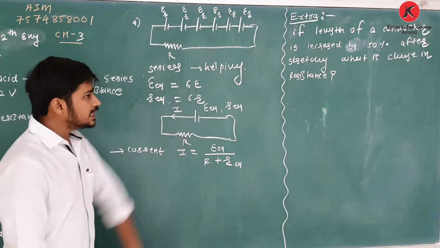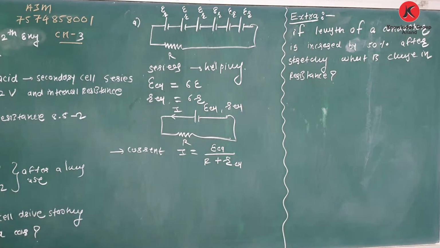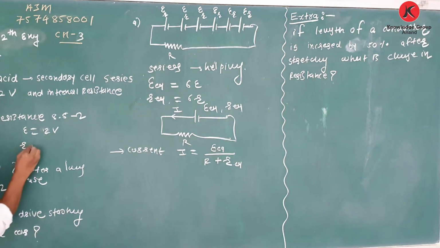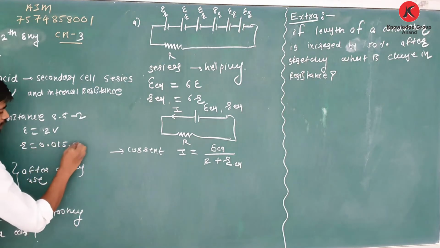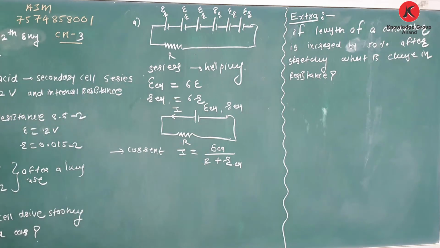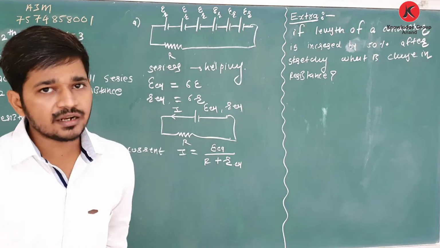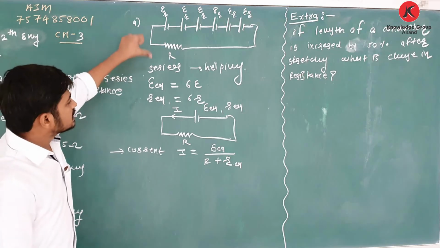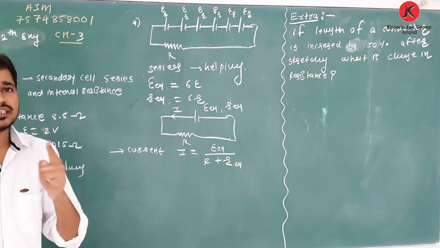E equivalent is 6E. What is the value of E? Each EMF is 2 volt. The internal resistance R is 0.015 ohm. Put the value of E equivalent, that is 6E, and the external resistance capital R, which is given as 8.5, and R equivalent as 6R. Put each and every value and you will get your answer. It is one simple question about the series helping condition of cells.